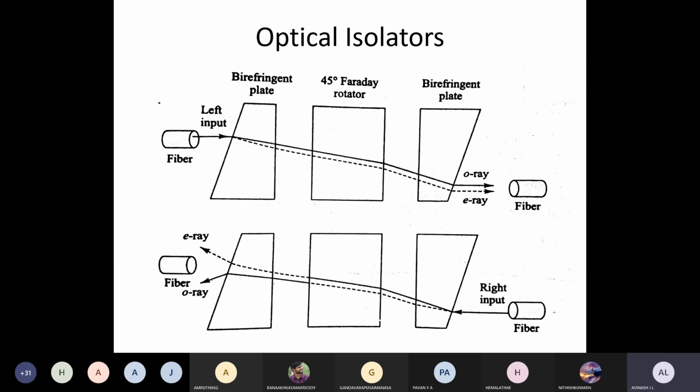The reverse process is shown in diagram 2, the diagram below. You can see that also. From left to right, we understood how it happens. From right to left also, the same thing happens. You can see there.